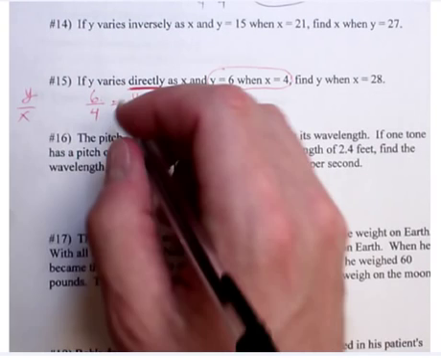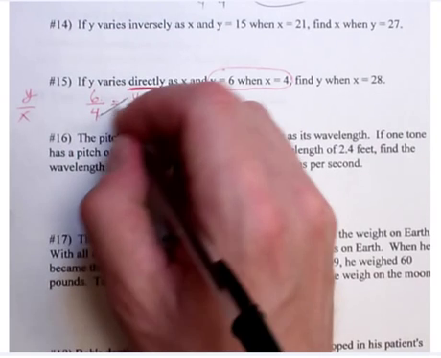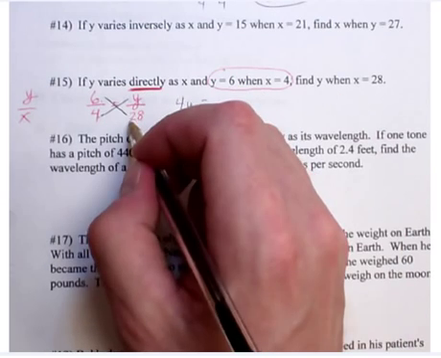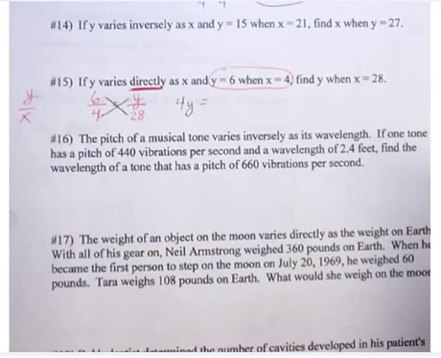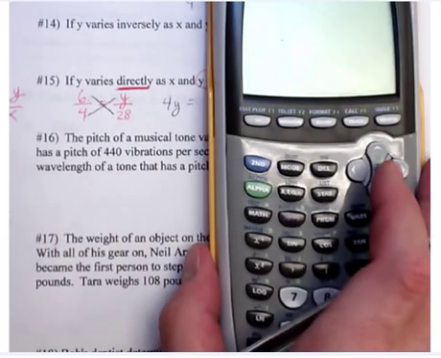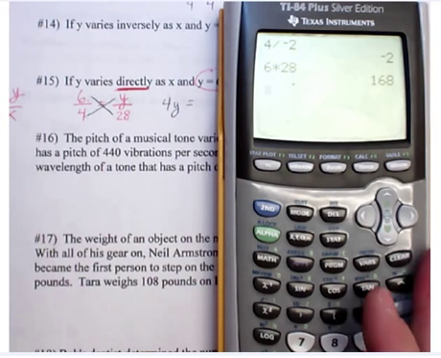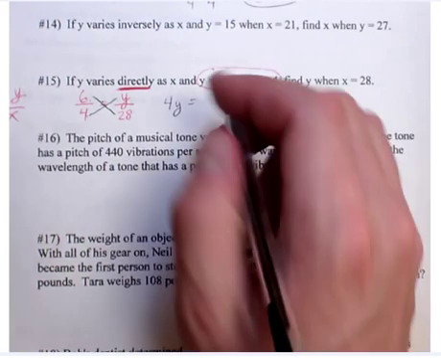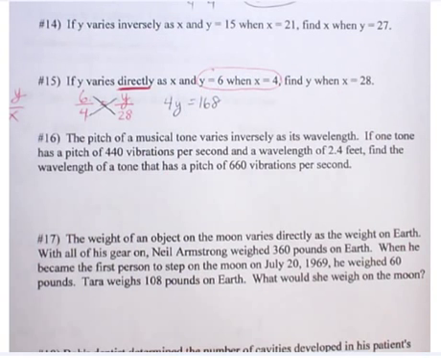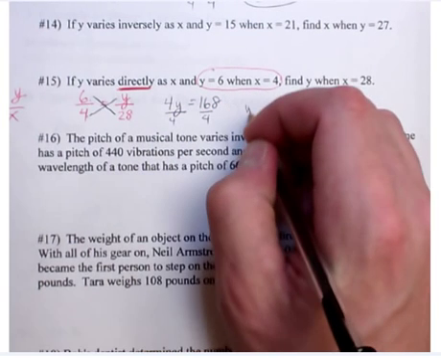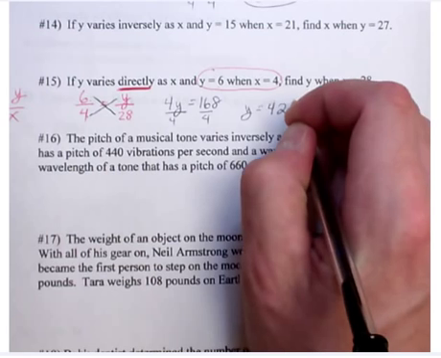Solve it. Let's cross multiply. 4 times y, 4y, equals 6 times 28. Let me use a calculator here. 6 times 28 gives me 168. 4y equals 168. One more step. Let's divide by 4, divide by 4. Y equals 42.